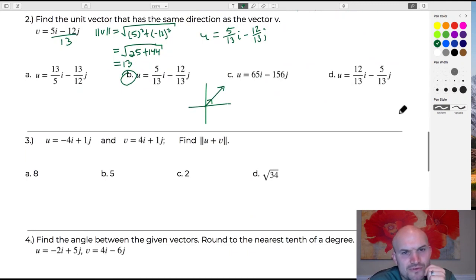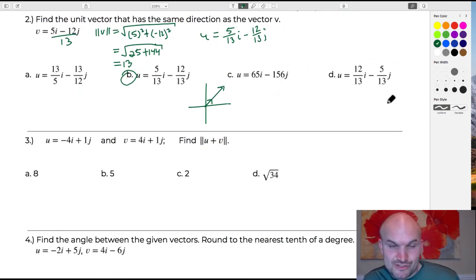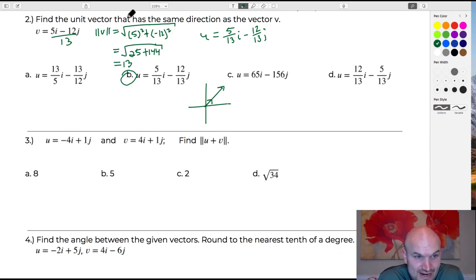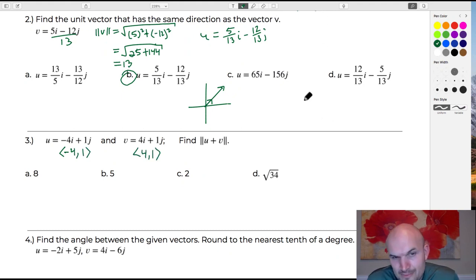All right, number 3 says find the magnitude of u plus v. So this one's kind of interesting. They're going back to, again, these are vectors. If you don't like these vectors, you can put in i and j. You can just put them as component form if you want to, 4, 1, right? And then apply the operations that way. But this one is saying add them first and then go ahead and find the magnitude. Kind of interesting problem. So let's go and figure out what u plus v is first.